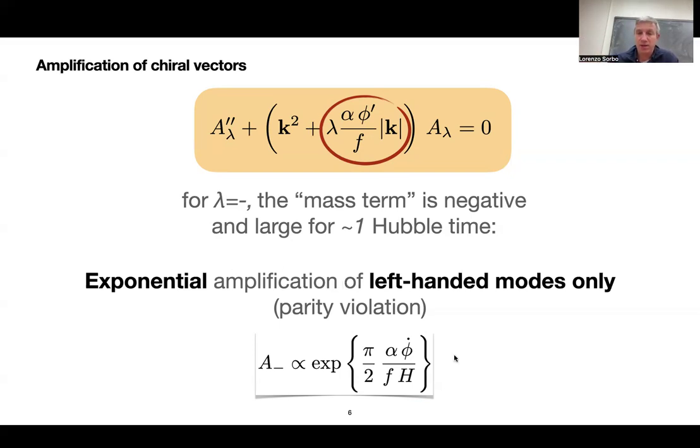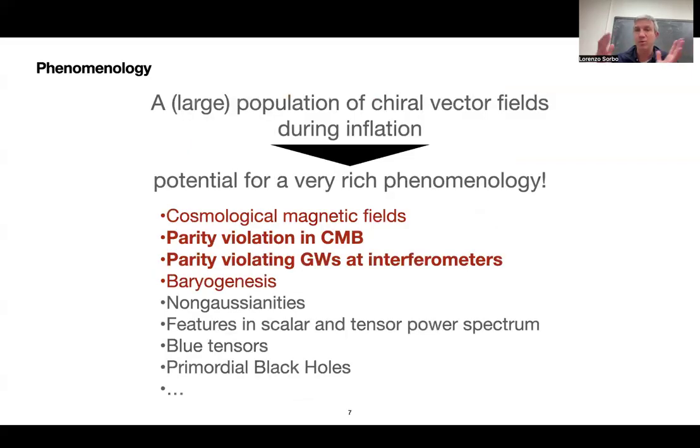Actually, one can sit down and, assuming that phi dot, the derivative of the inflaton with respect to the cosmic time, is constant and H is constant, one can compute the amplitude of, let's say, the left-handed photon to be exponentially amplified, and one obtains this result, while the right-handed photon is not amplified at all. So now we have, therefore, a situation where our early universe is full of a large population of chiral vector fields. The chirality of the vector fields is reflecting the parity-violating nature of our background.